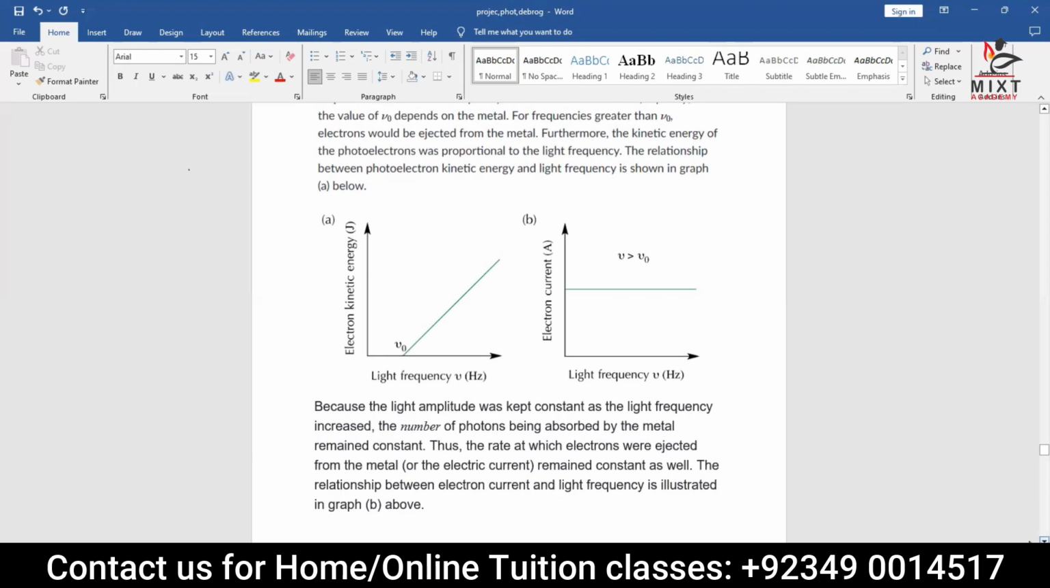Okay. So now another graph, which we didn't show yet. At a given specific frequency, as the amplitude was kept constant, the number of photons being absorbed by the metal remained constant. So the graph between light frequency and the electric current is shown.